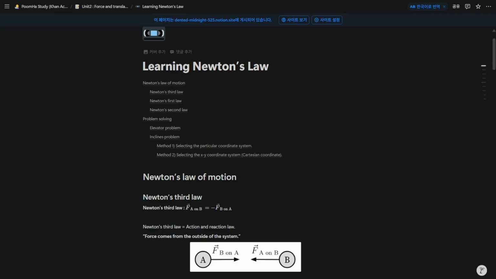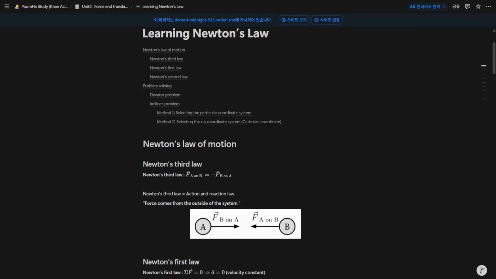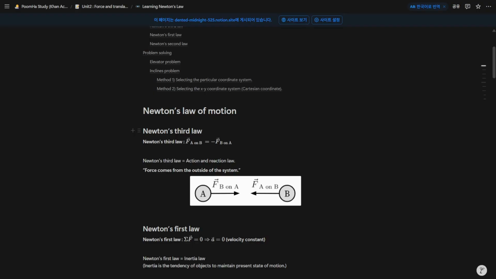In this video, we will learn Newton's laws. Newton's third law is the law of action and reaction. If object A exerts a force on object B, object B will exert an equal force on object A. When two objects interact with each other, there is a pair of action and reaction forces. These forces have the same magnitude, but opposite directions.